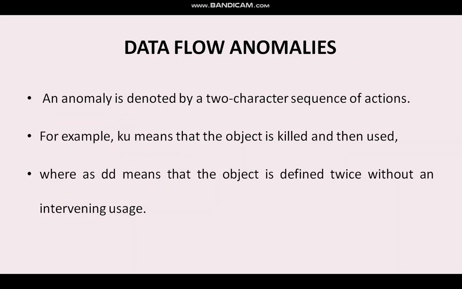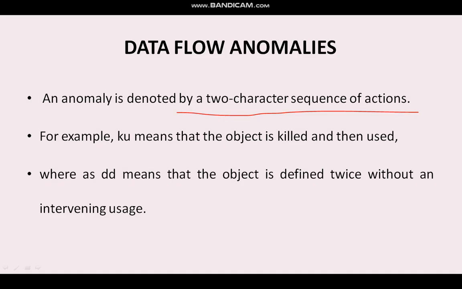And what are the data flow anomalies? Normally, data flow anomalies are represented with the help of some actions. Anomalies can be represented by a two character sequence of actions. An anomaly is nothing but some set of actions on the data objects that can be represented by using two characters. Okay, so what are the two characters now? We are going to see.